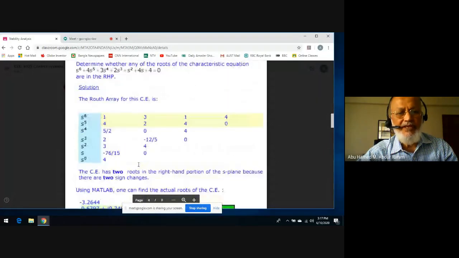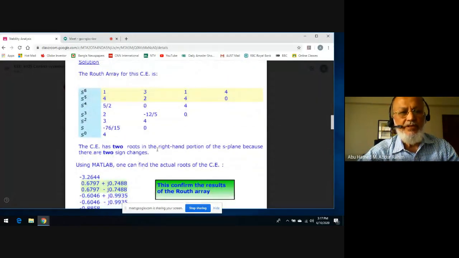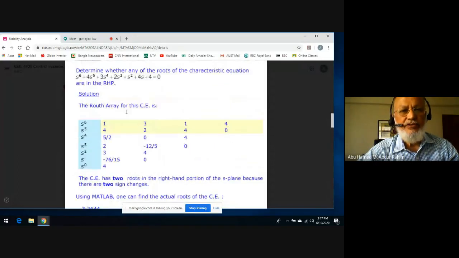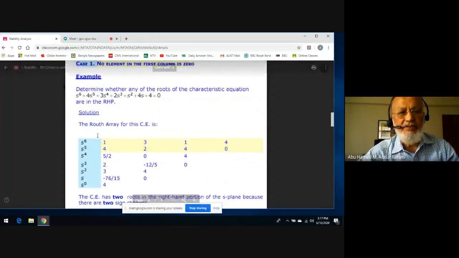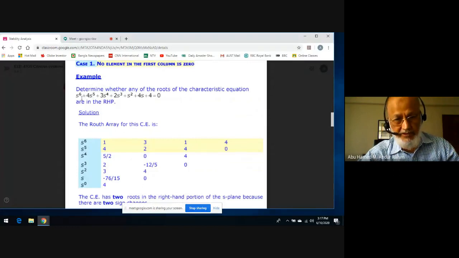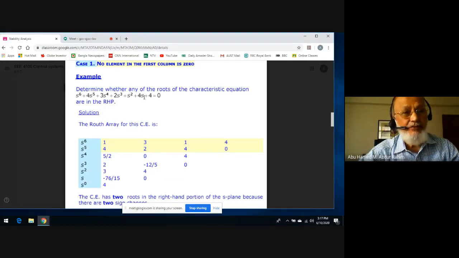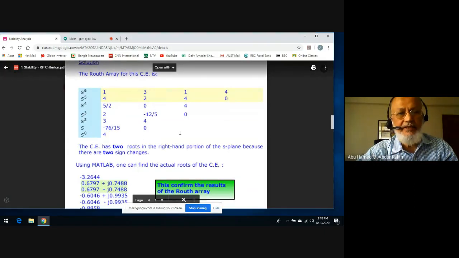So we did this example. We are going back to the example. Try to recollect this example. So this was your characteristic equation, and the initial checks are all satisfied. All the coefficients are there, and they are all positive. But if these two criteria are satisfied, this doesn't mean the system is stable. You have to check the Routhian array; you have to apply the Hurwitz criteria.